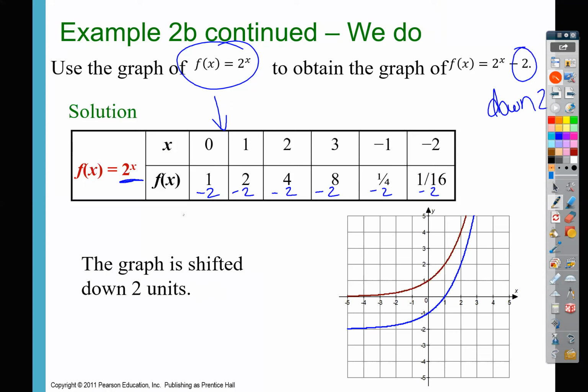So this coordinate would be (0, -1), (1, 0), (2, 2), (3, 6). That gets harder. So we'll just plot these. Okay, so we have (0, -1), (1, 0), (2, 2), and (3, 6) would be up here. So that is how you get the blue line.